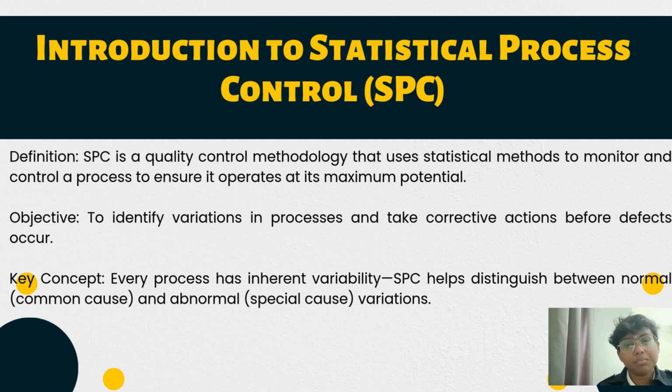Okay, let's start by understanding what Statistical Process Control, or SPC, is. SPC is a methodology that uses statistical techniques to monitor and control processes. The main goal of SPC is to ensure that the process remains stable and predictable by identifying variations before they lead to defects. Every process has some level of variability. SPC helps us distinguish between common cause variations, which are inherent to the process, and special cause variations, which are abnormal and often require immediate attention. This proactive approach helps maintain quality and efficiency.